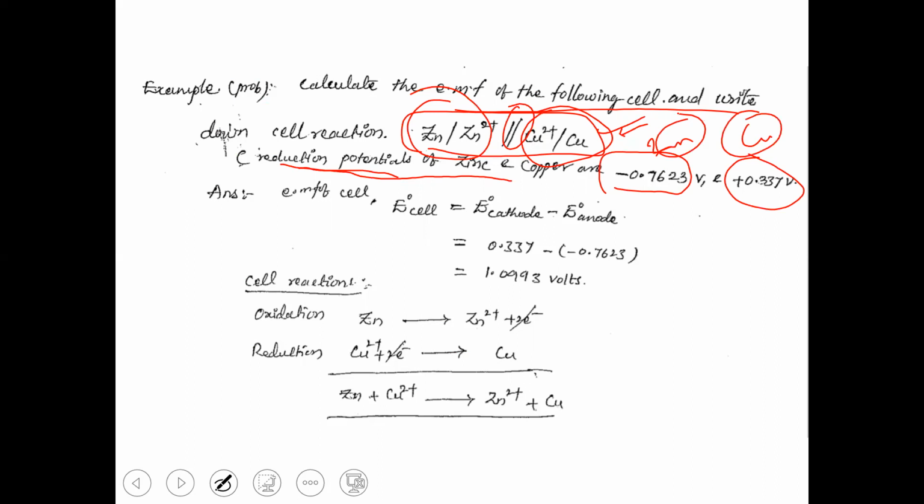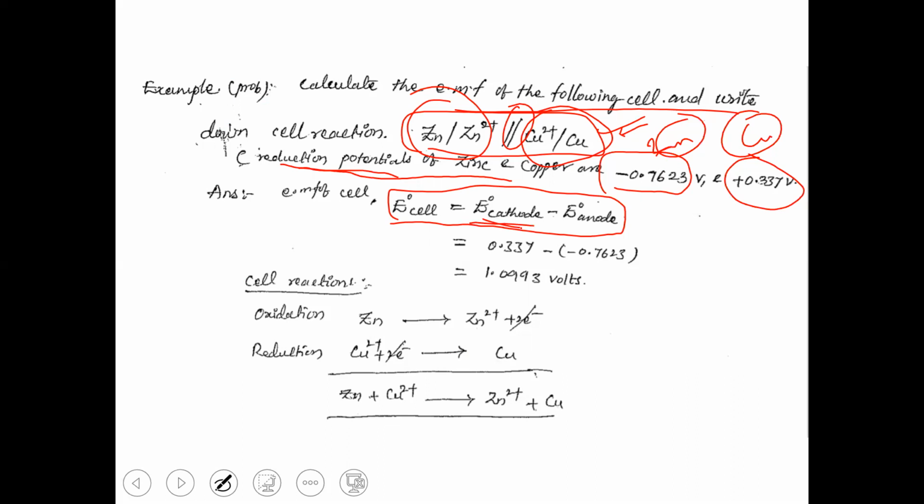Then what is our aim? Our aim is to calculate the EMF of this cell. So what is the equation? E naught cell is equal to E naught cathode minus E naught anode. You just have to substitute the values of the reduction potentials of the anode and cathode, then you can easily get the E cell of the cell.